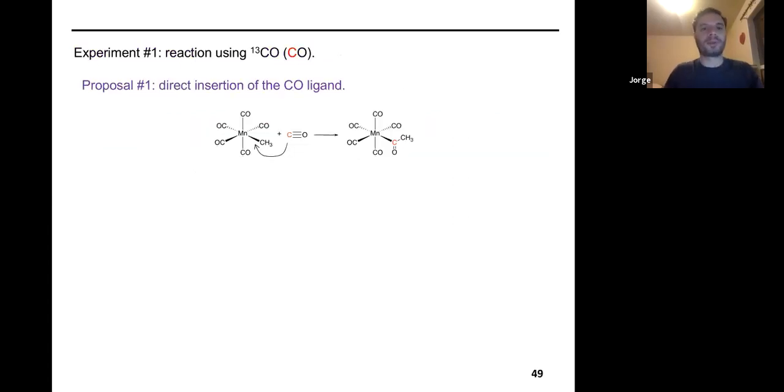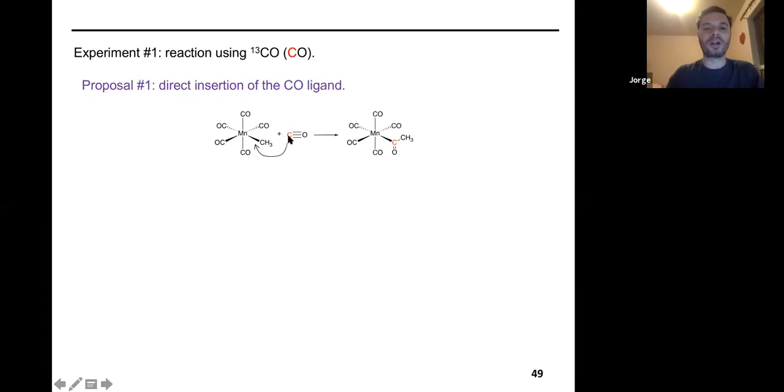Okay, so let's do experiment number 1, which is a simple reaction using carbon monoxide labeled with the carbon-13 isotope. So I'm going to represent this carbon monoxide labeled with carbon-13 as a red carbon bonded to a regular oxygen. Okay. According to proposal number 1, there is direct insertion of the CO ligand.